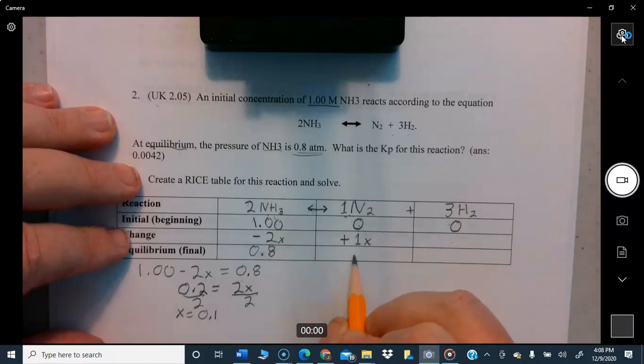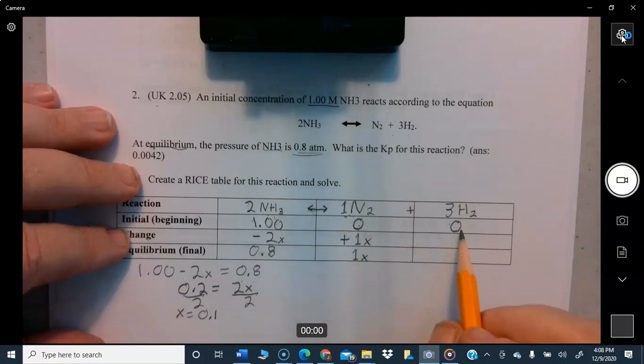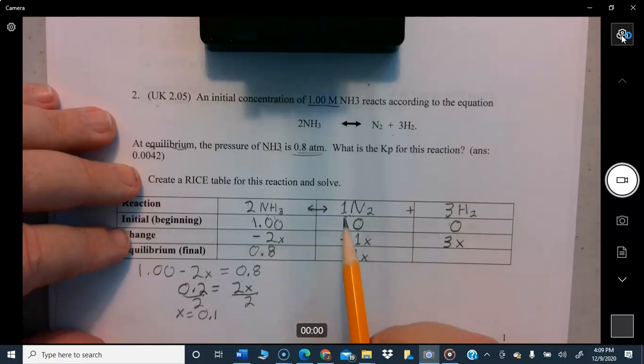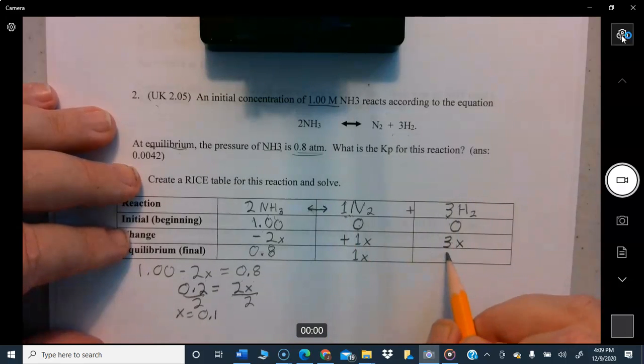So 0 plus 1x is 1x. And over here, same thing, 0 plus some number x, but you're going to multiply it by the coefficient there. Whatever this amount is, it's going to be 3 times this amount, because this formula tells you this is 3 times that. So that's going to be 3x down there.